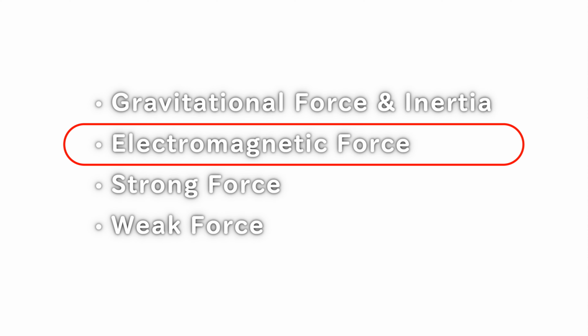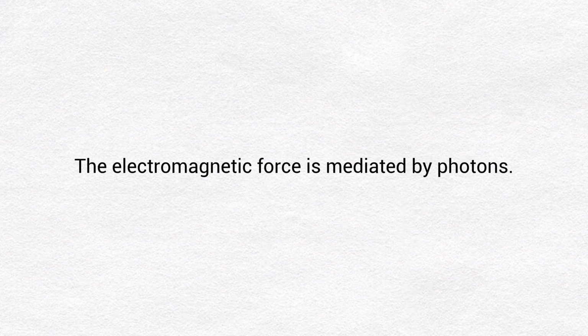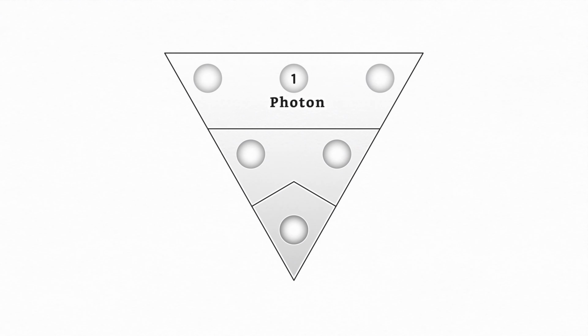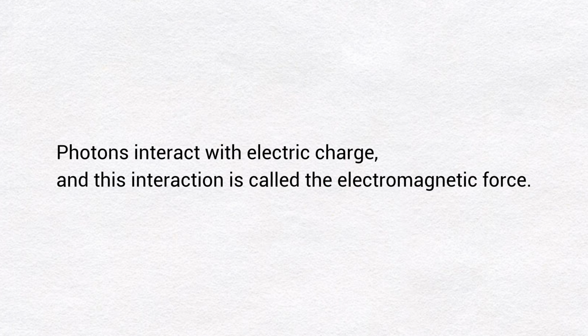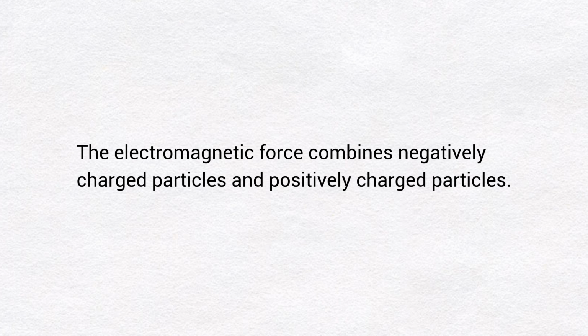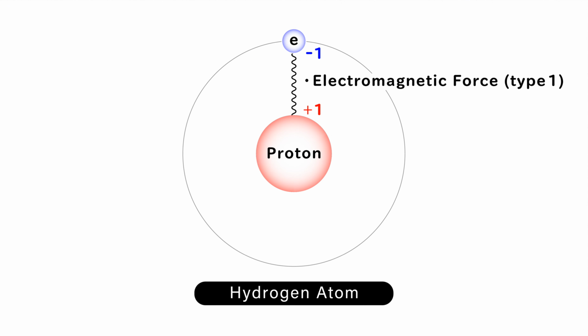The electromagnetic force. The electromagnetic force is mediated by photons, and the photon is represented by point 1, as illustrated. The brightness of light is determined by the number of photons. Related to this, the essential aspect of type 1 is called brilliancy, or clear light. Photons interact with electric charge, and this interaction is called the electromagnetic force. The electromagnetic force combines negatively charged particles and positively charged particles. For example, a proton has positive charge, and an electron has negative charge.